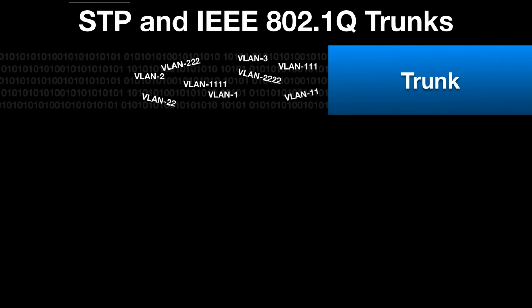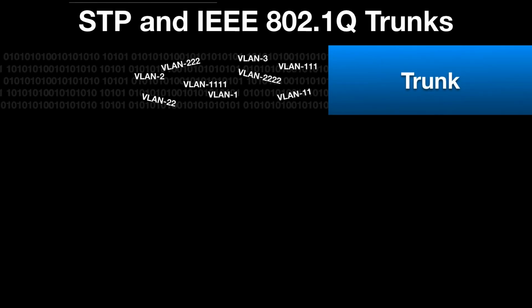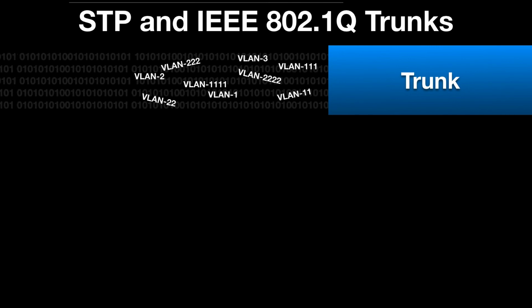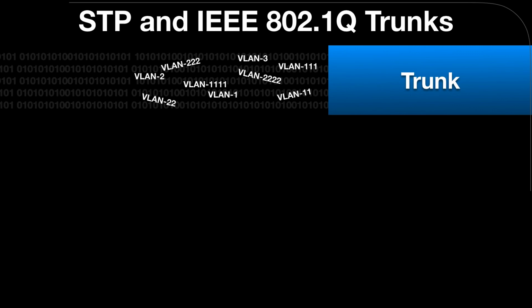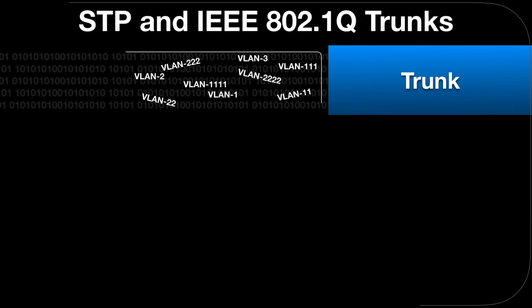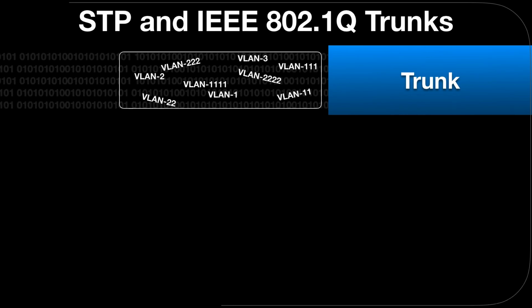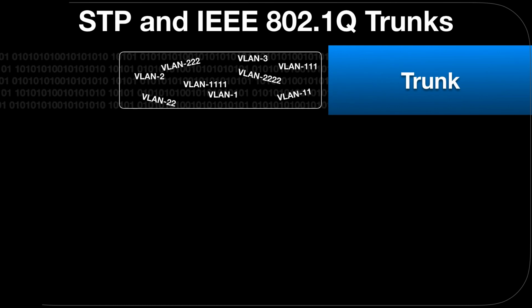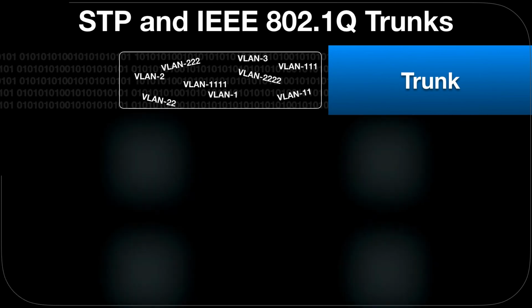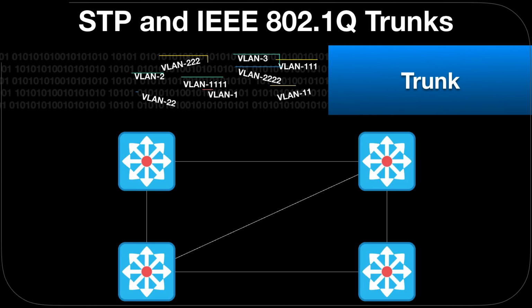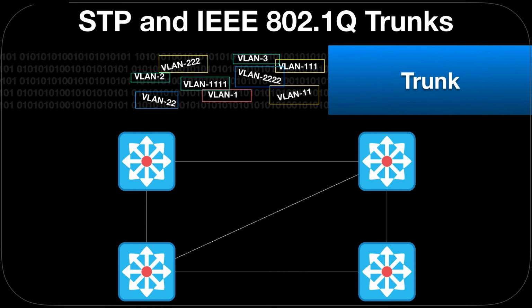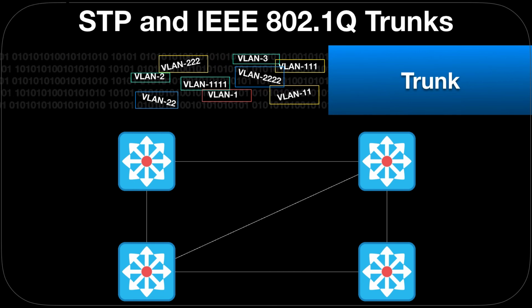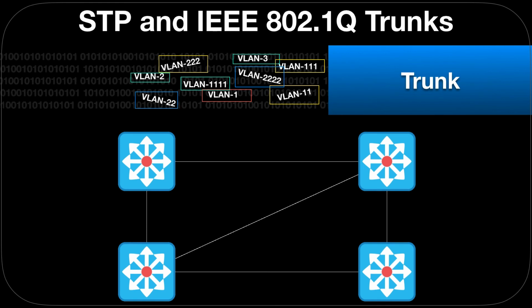STP and 802.1Q trunks. The 802.1Q standard for VLAN trunks imposes some limitations on the spanning tree strategy for a network. The standard requires only one spanning tree instance for all VLANs allowed on the trunks. However, in a network of Cisco devices connected through 802.1Q trunks, the devices maintain one spanning tree instance for each VLAN allowed on the trunks.